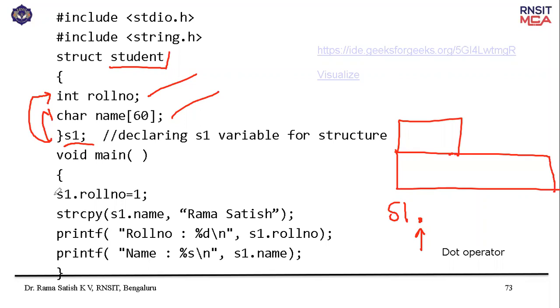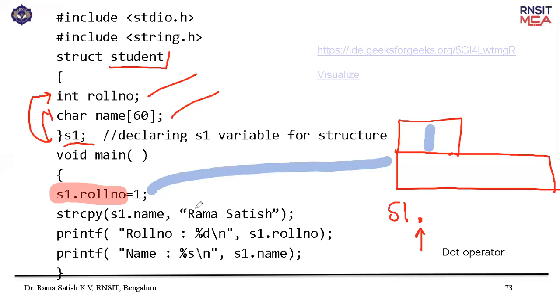I'm saying S1 dot roll number is equal to 1. So I'm trying to access them, and I'm saying the value. Earlier it was not having any value. Now S1 dot roll number is having some value, that is 1. Whatever value I store here in S1 dot roll number, it is stored.